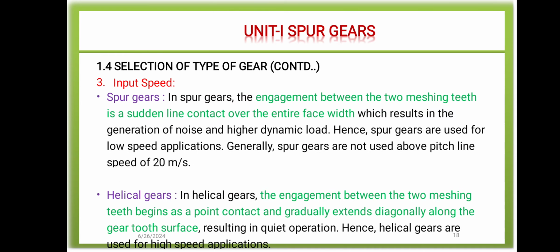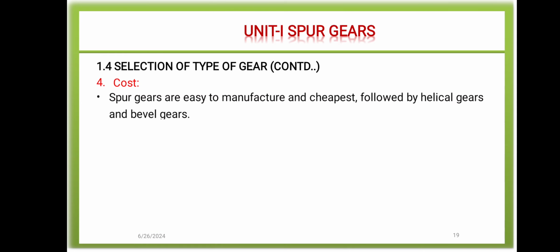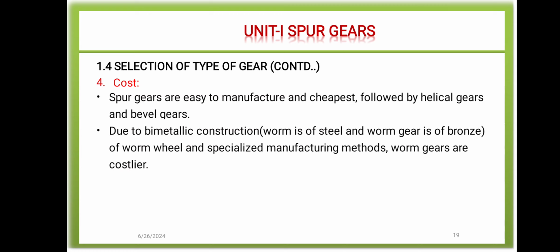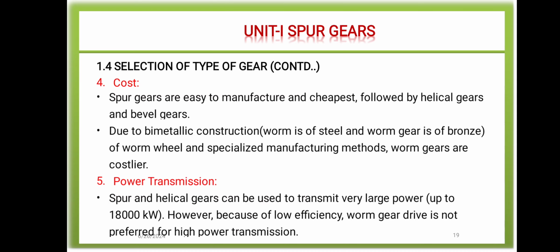Okay, this is given in detail. Next is the cost. So it should be cheapest, followed by the helical gears and bevel gears. So spur gears are much less costly compared to the other types of gears. Then the next one is the power transmission.